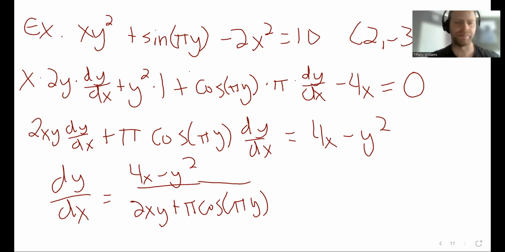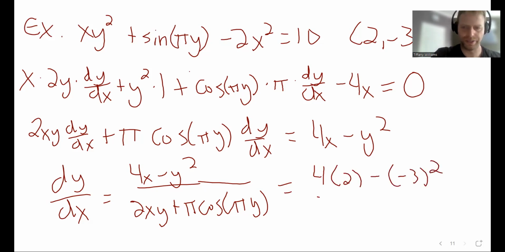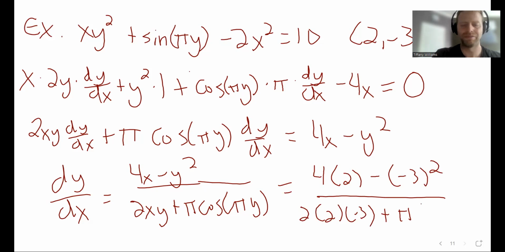All right. So here we go. So now we start plugging in our values. Okay. So everywhere we see x, we're going to plug in a 2. Everywhere we see y, we're going to plug in a negative 3. So I'm going to do 4 times 2 minus, be careful here, it's negative 3 squared. Put that all over 2 times negative 3 plus pi times cosine of pi times y. So it's going to be pi times cosine of, I guess it's going to be negative 3 pi, because it's pi times negative 3.